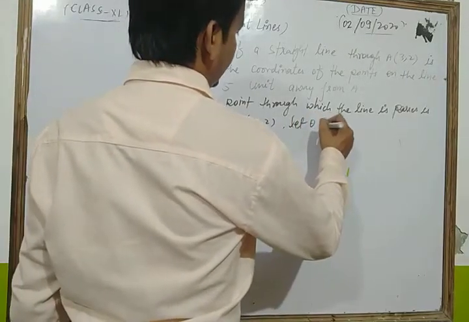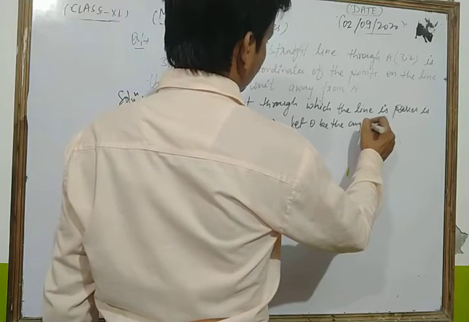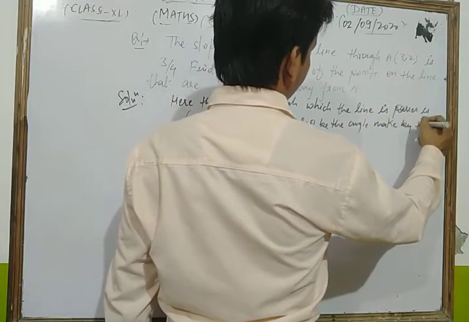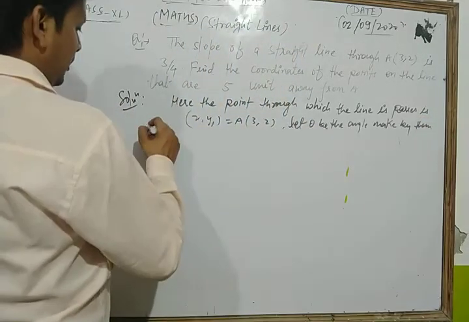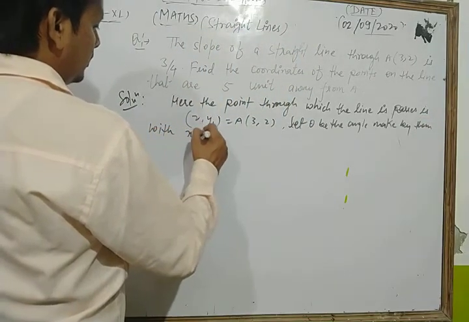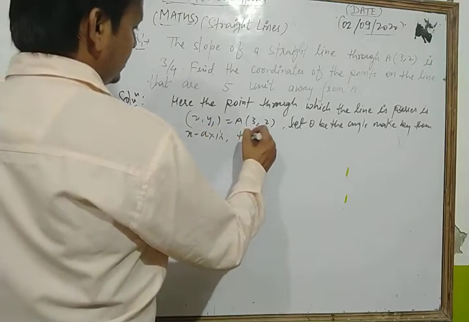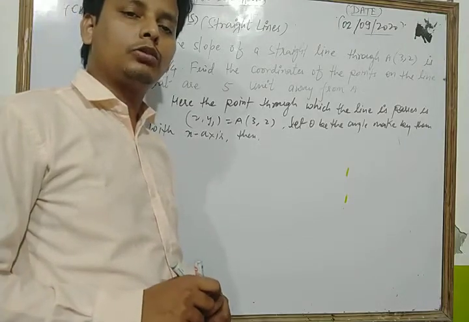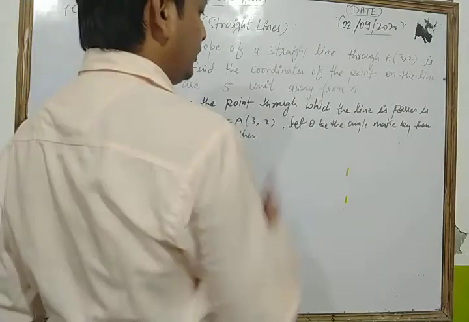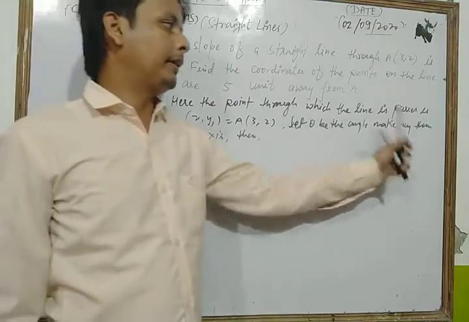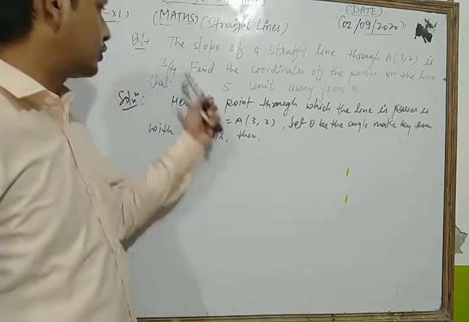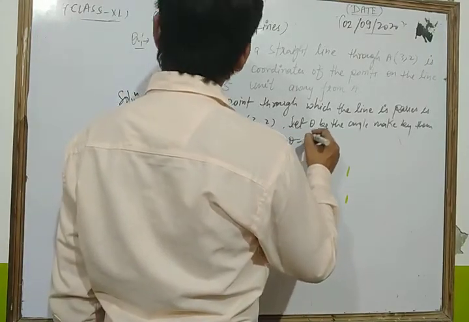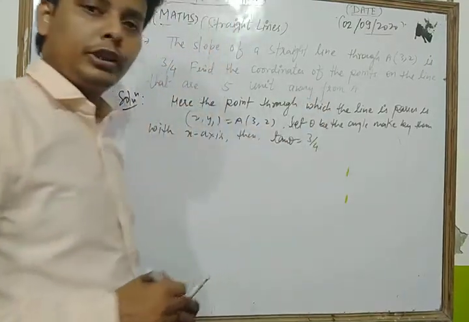Let theta be the angle made by the line with the x-axis. Because you know that the slope of the line is equal to the tangent of that angle, here the slope is 3 by 4, so tan theta is equal to 3 by 4 according to the question.